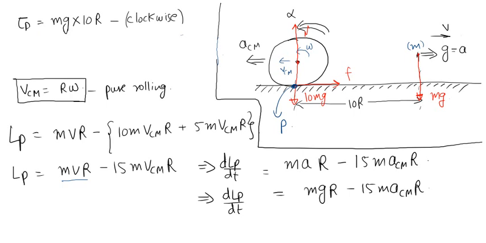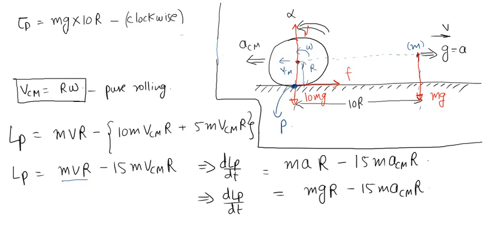So the net angular momentum of the system about point P will be the angular momentum of the particle plus the angular momentum of the disk. So the angular momentum of the particle is mv into r. Why is it mv into r? This r is the perpendicular distance. Now this is the line of action of this v, and its perpendicular distance from this point P is r.